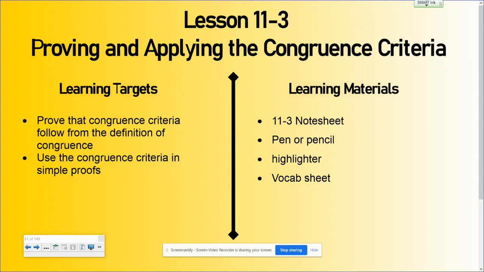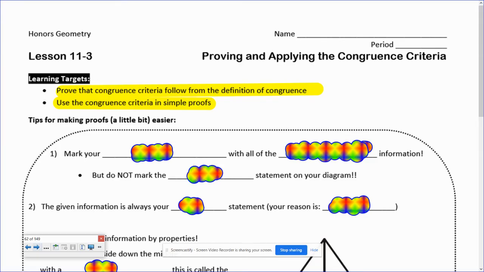So instead of using the book, I made a note sheet for us just so we could practice more examples together. So make sure you have that handy. It's posted with the Google Classroom with the link for the video. So print that out for yourself or use it to follow along with, but here we go.